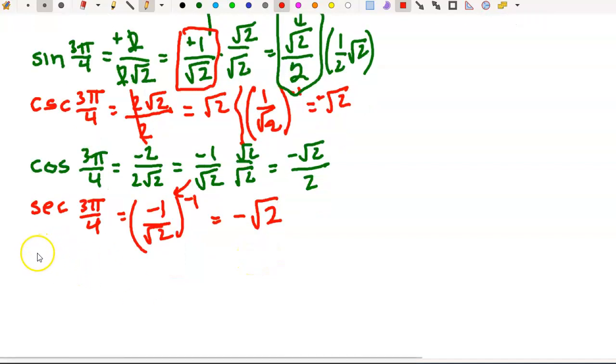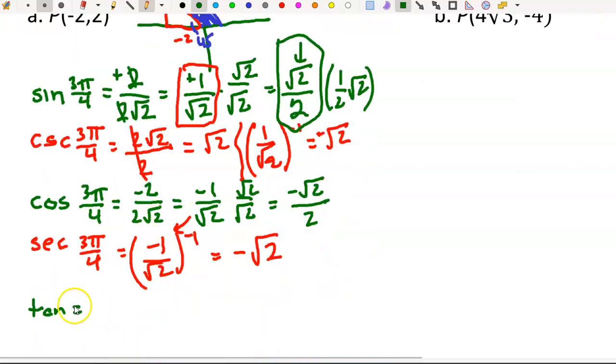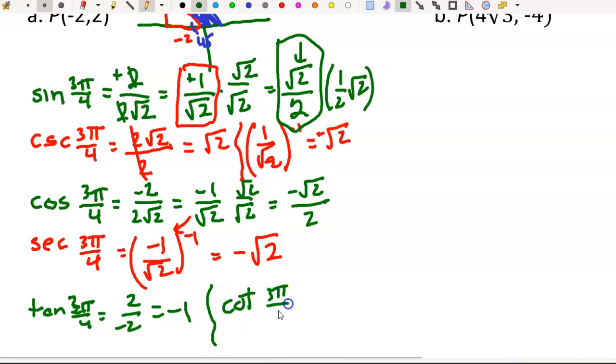All right. Lastly, we'll have, let's see here, cotangent. Rise over run, or opposite over adjacent. You want to think about that. So 2 over negative 2 at 3 pi over 4. You get negative 1. And of course, cotangent would just be the reciprocal of negative 1, which is of course negative 1, right? Pretty straightforward.